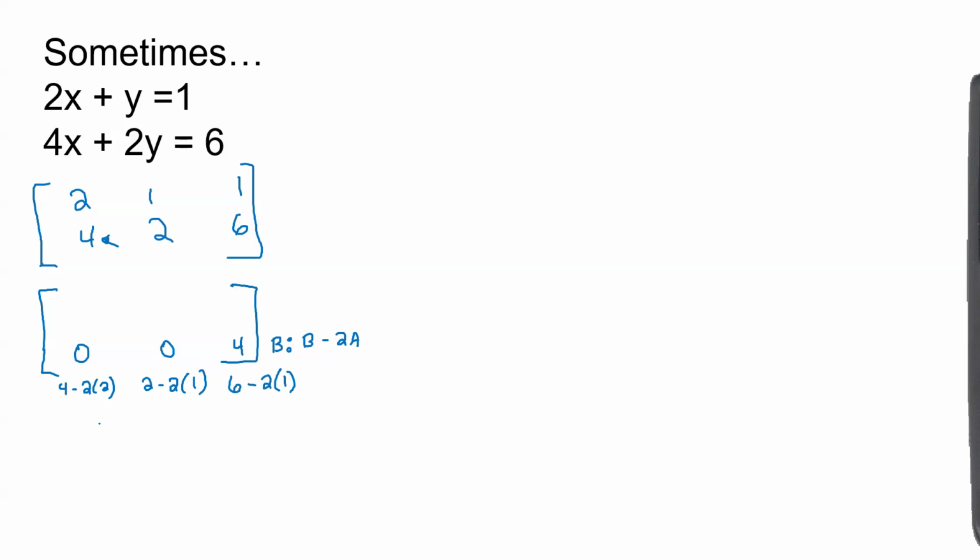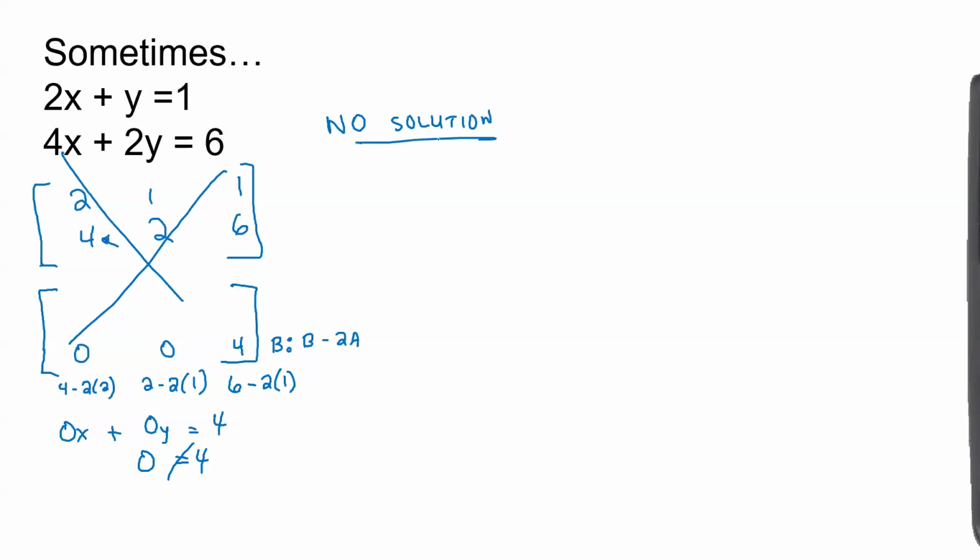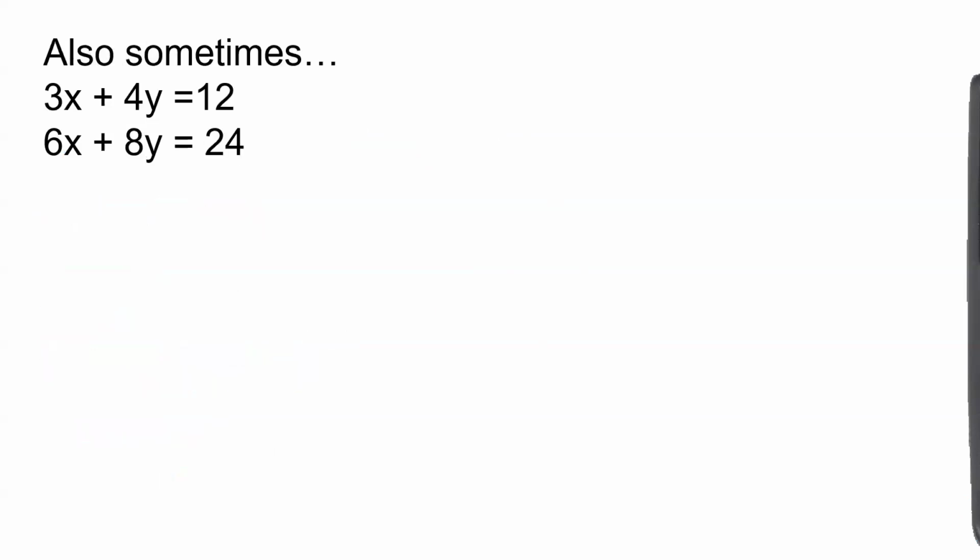Wait a minute. That line says that 0x plus 0y equals 4, or in other words, 0 equals 4. That cannot be true. When you see that happen, you know that there is no solution. Okay. And we saw those the other ways too. So sometimes the equations just run parallel to each other, and you never get a solution. All right. But the process is still the same, trying to get that first number in the bottom left to 0.